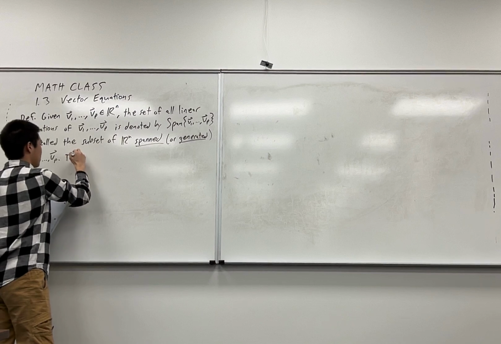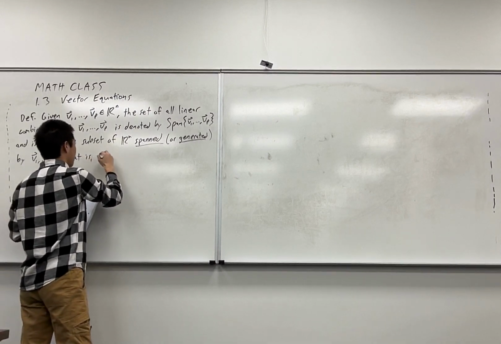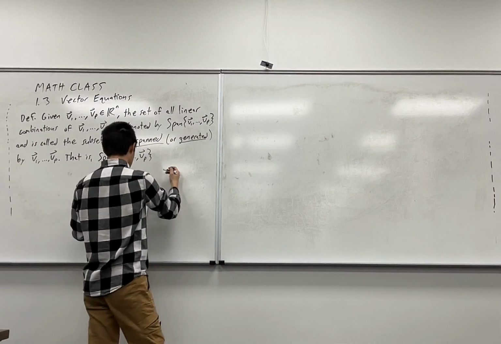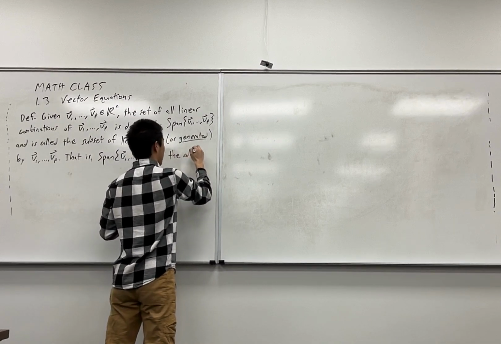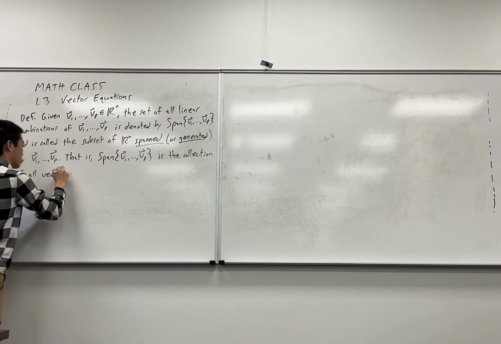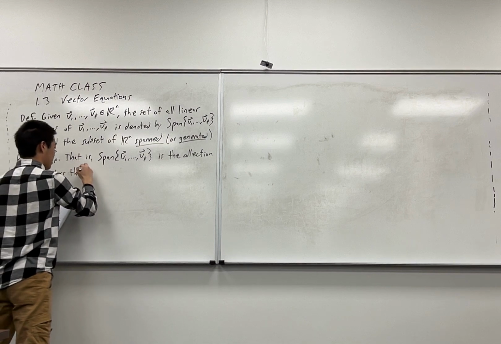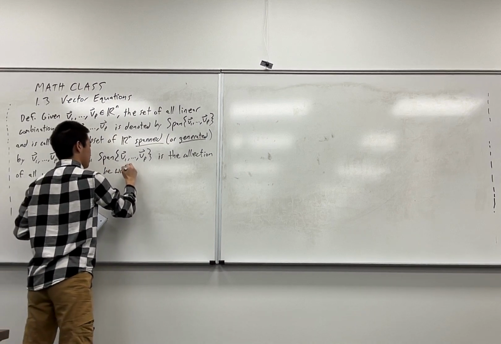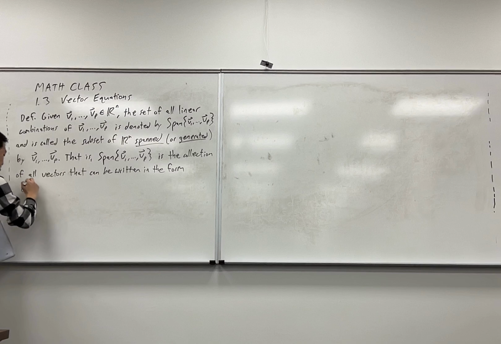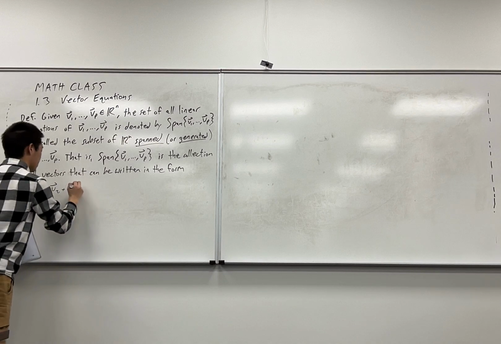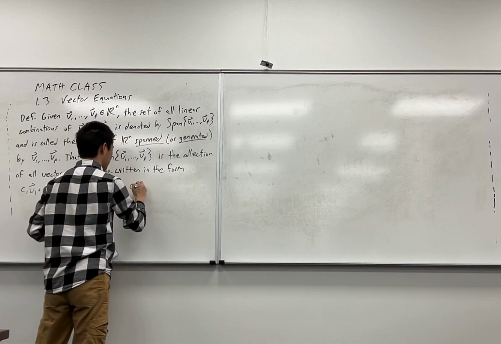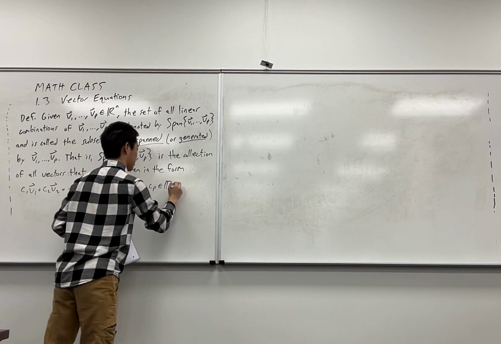That is, span of a set of vectors V1 through Vp is the collection of all vectors that can be written in the form C1 V1 plus C2 V2, so on and so forth, until we get to Cp Vp, where we know that those are scalar weights. C1 through Cp are scalars.